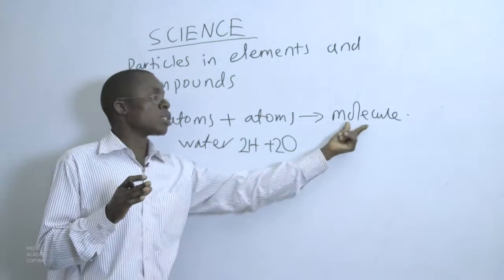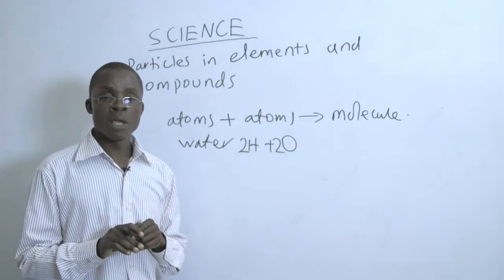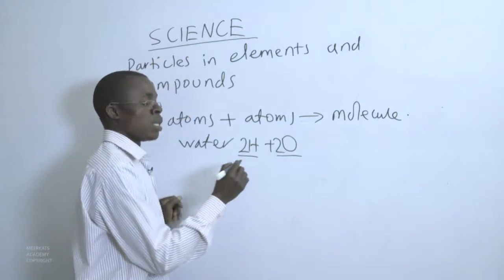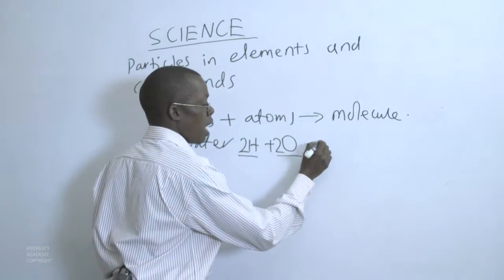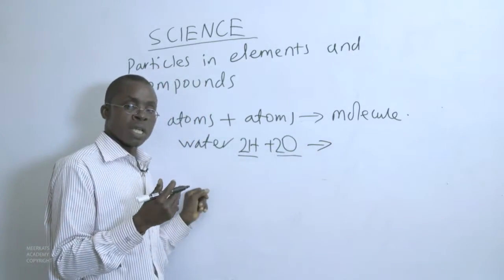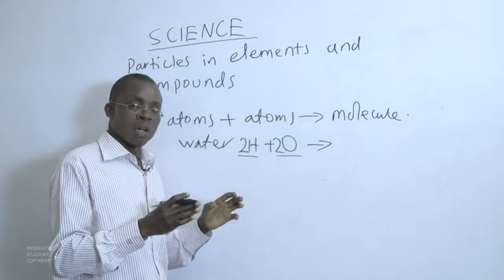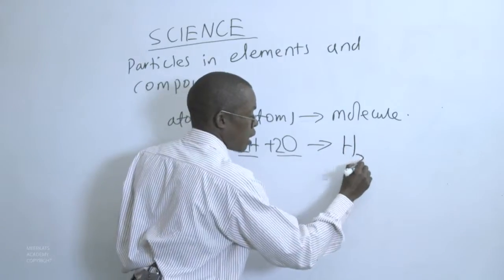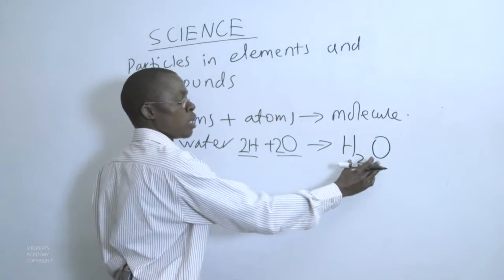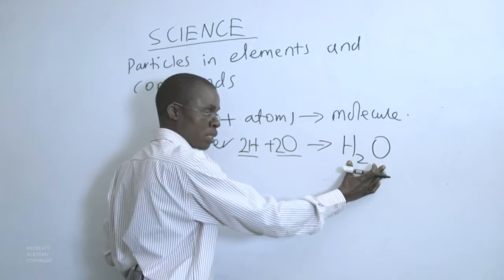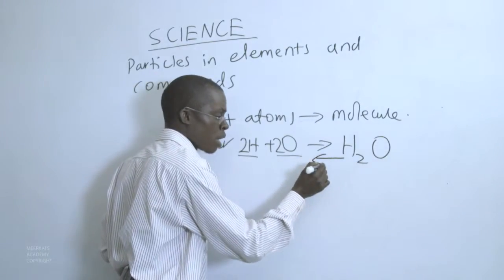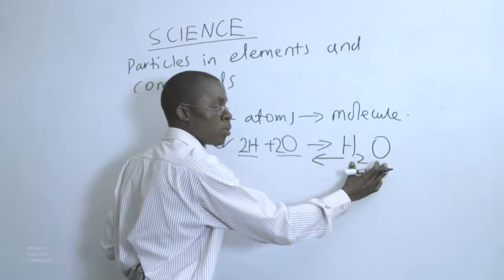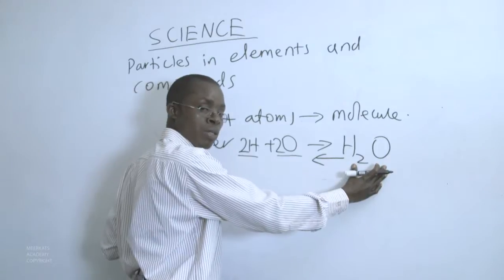For example, this molecule is now a compound. Why? Because you combined two things that are totally different to come up with another new thing that you cannot separate or take back to the original physically, and that is water, a molecule. So since you have formed this new substance that you can no longer take back to hydrogen and oxygen physically, this one qualifies to be a compound.